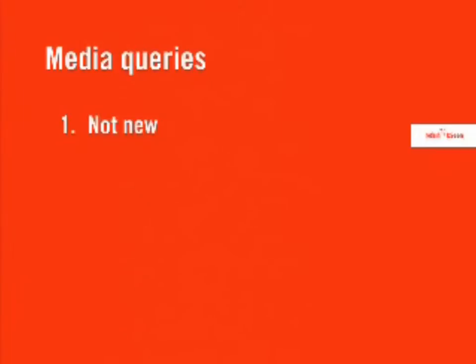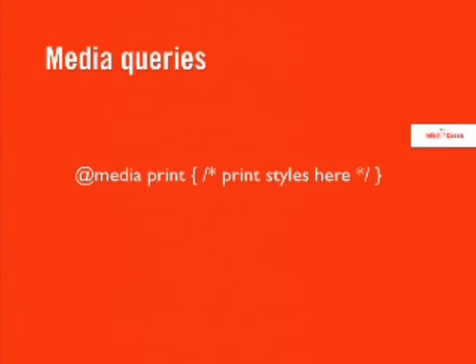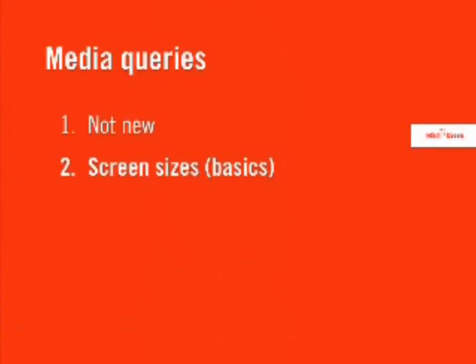So I first want to say media queries aren't new. They have been around for a long time, but they have been used differently than we use them now. We just used them to scope a certain type of media, for instance print, where you define some print styles and the browser will use them when the print is needed. Now we just added some screen sizes. So we scope if the media is screen, and we just add some screen sizes to it.